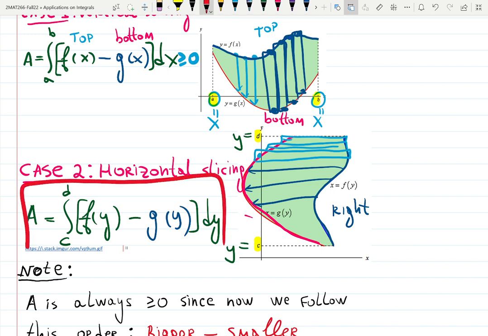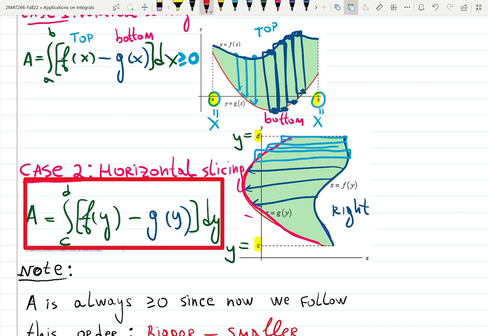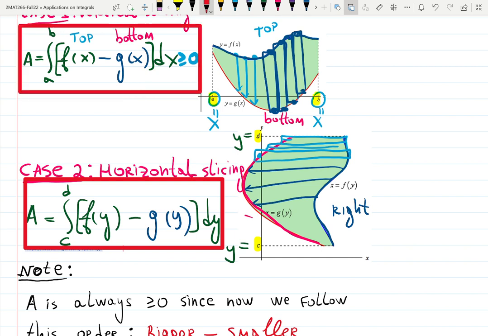We have case 2 in terms of y, case 1 in terms of x. Top minus the bottom for case 1, right minus left for case 2. It always goes bigger minus smaller, so you don't have to actually remember if it's top minus bottom, right minus left. But visually, that is the case. And the big difference is, for the first case, we are working on a to b, that is the x-axis. For the second case, we're working on c to d, the y-axis.